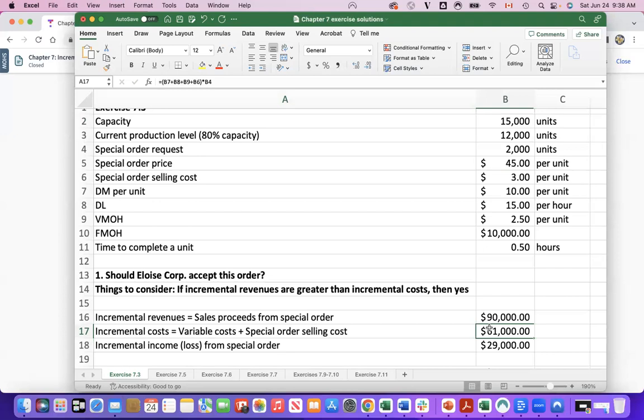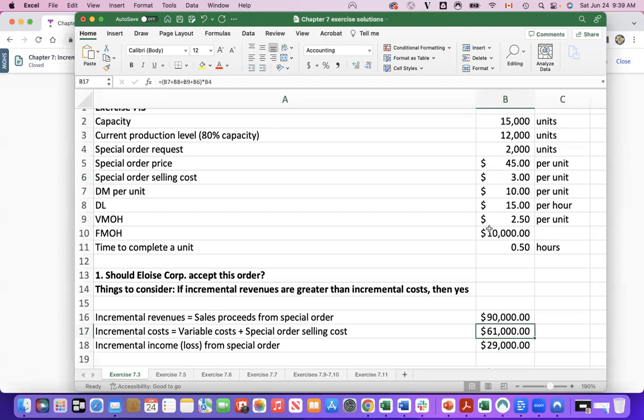We get special order, our direct material of $10, our direct labor per hour is $15, but we multiply that by a half since each unit only takes a half hour to complete, so that'd be $7.50. Our variable manufacturing overhead of $2.50 per unit, and then that special order selling cost of $3 per unit. We add all those up, we multiply it by the number of units that we are trying to fulfill here, the 2,000. We get incremental costs of 61,000.